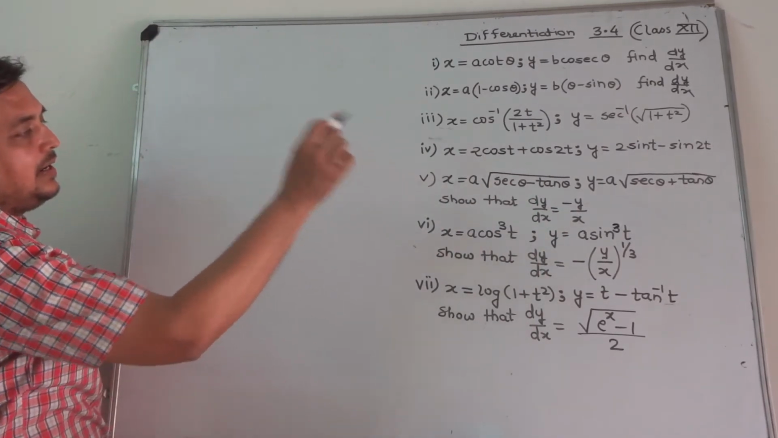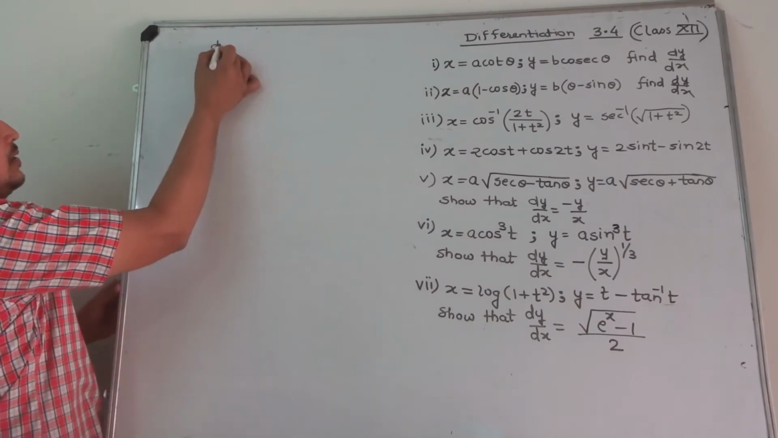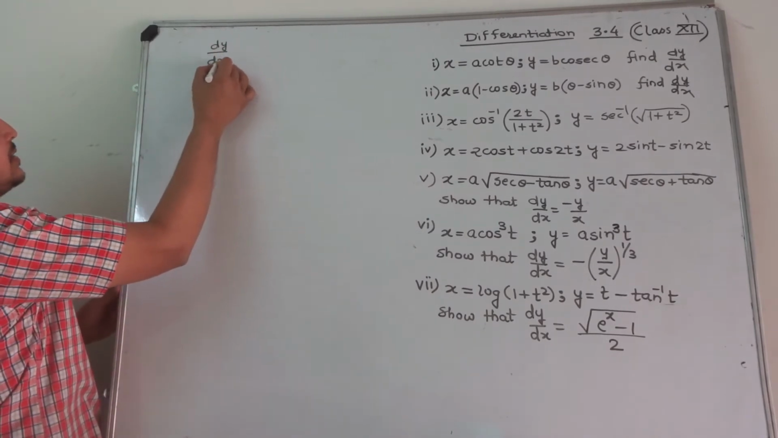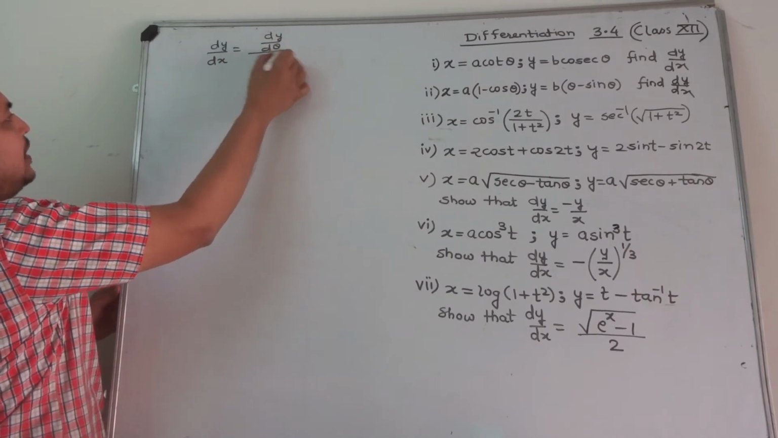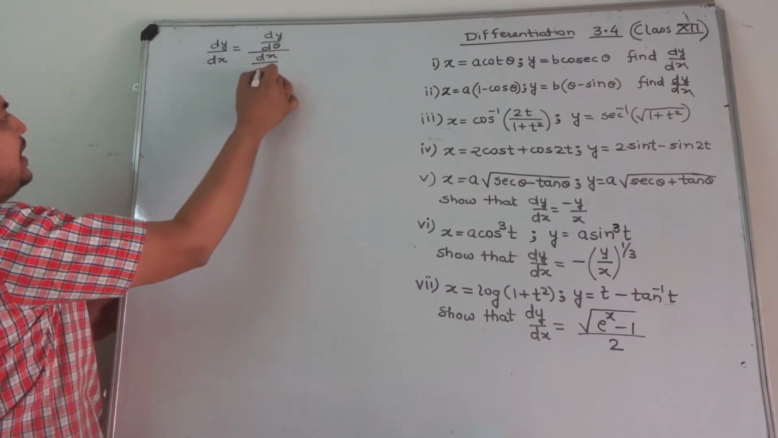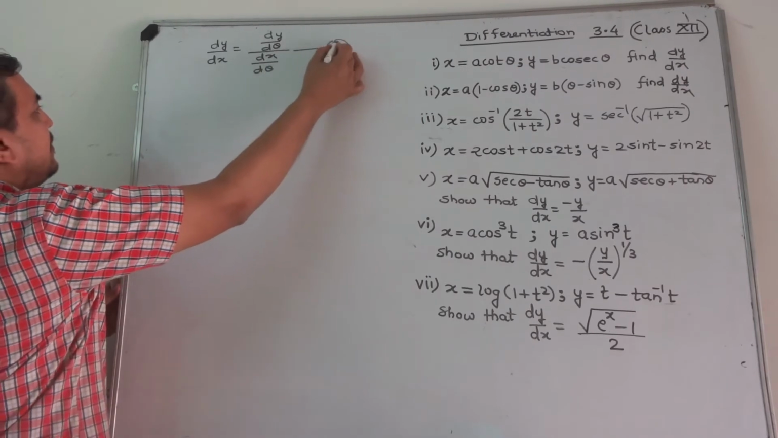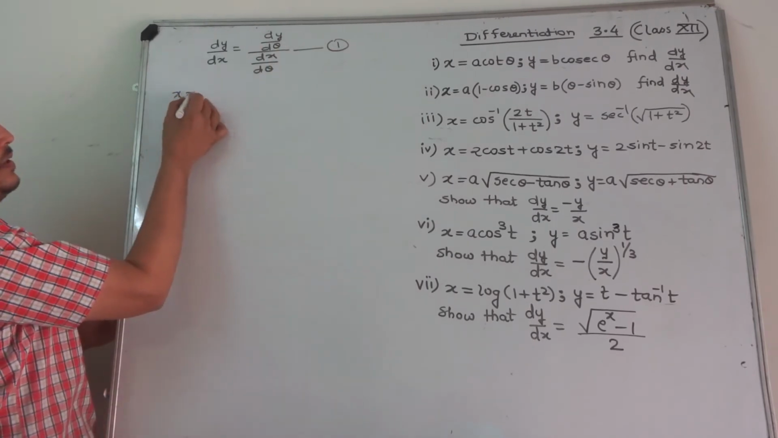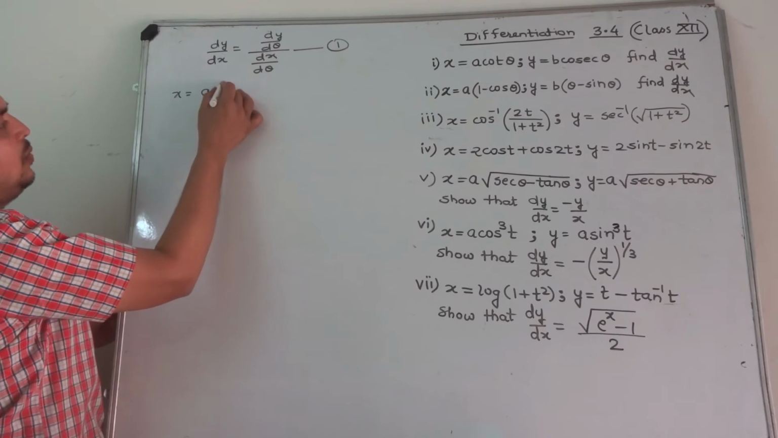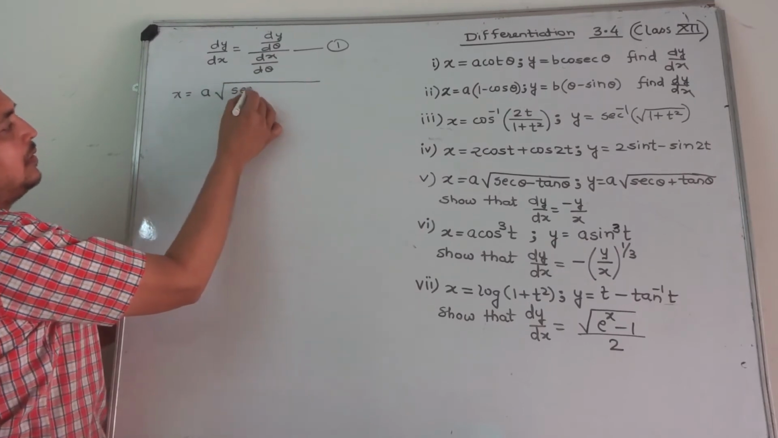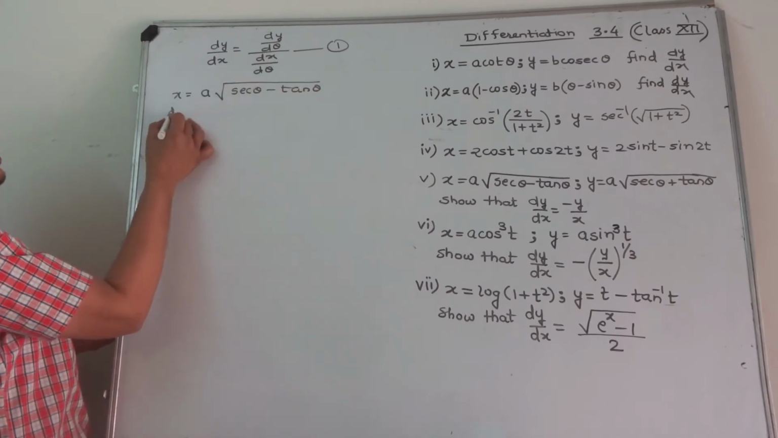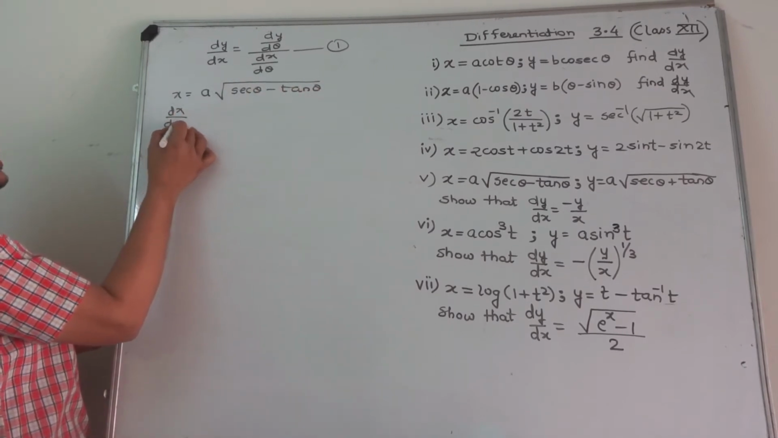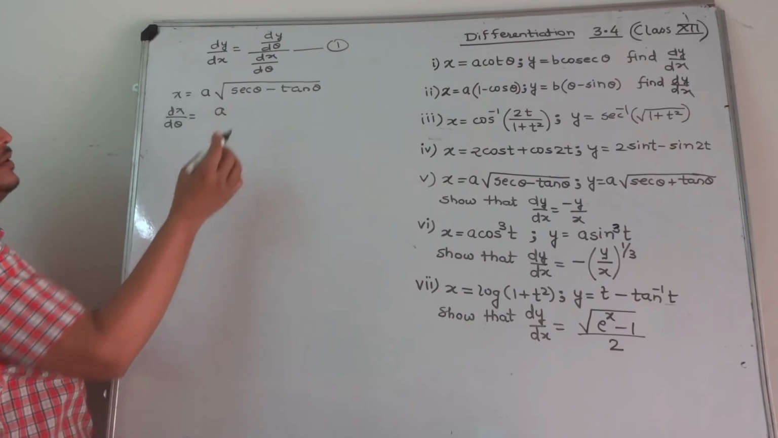X and y are in terms of theta. So dy by dx can be written as dy by d theta upon dx by d theta. This is our equation number 1. Now x is given as a root of sec theta minus tan theta. The derivative with respect to theta will give a constant.